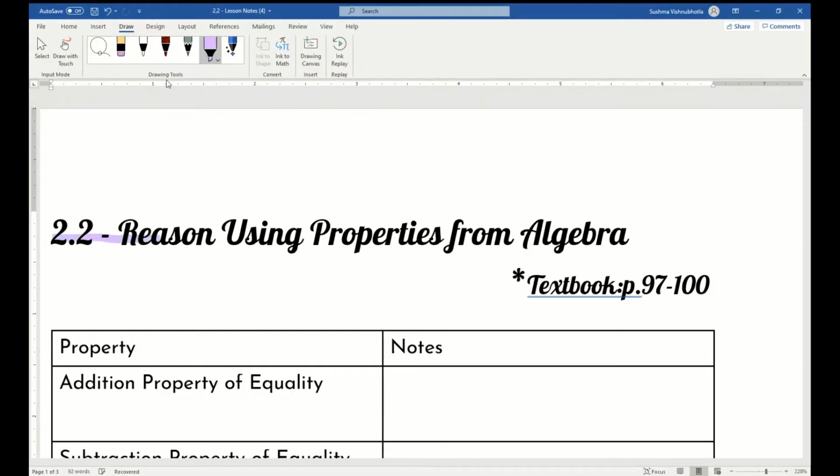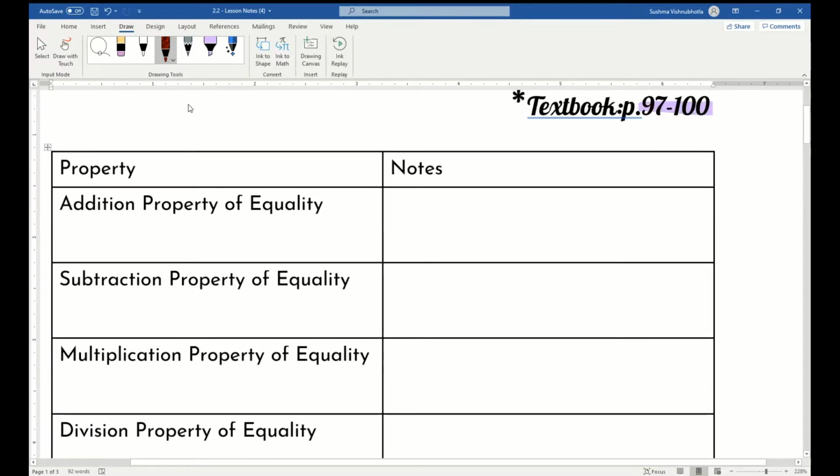This is lesson 2.2, reason using properties from algebra. And if you're following in the textbook, it's pages 97 to 100. We've talked about these properties in class, but I'm just going to give you the notes.